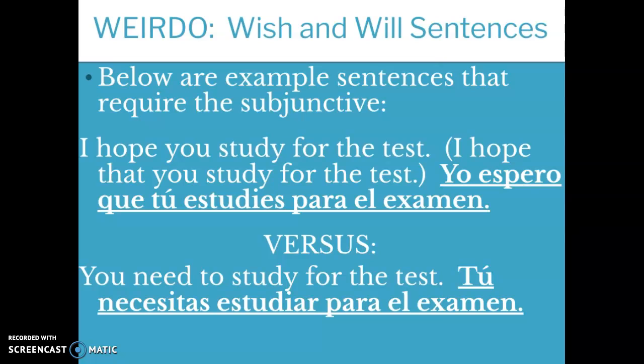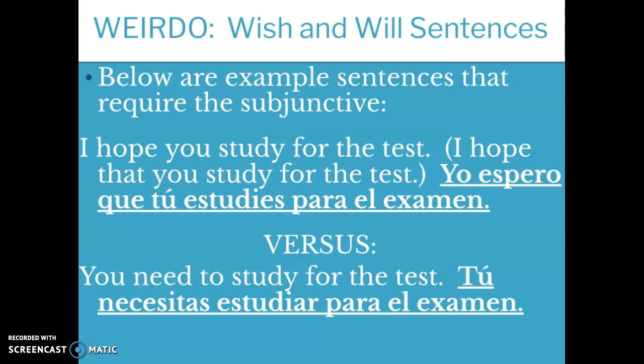So looking at it, it says, I hope that you travel. Okay, we know that I is yo. Hope was our verb esperar. So yo espero. So notice that is in the present tense. That is going to be our word que. So far we have yo espero que.